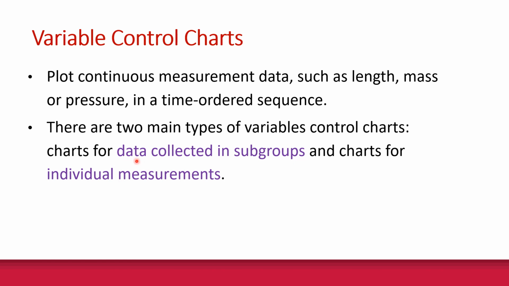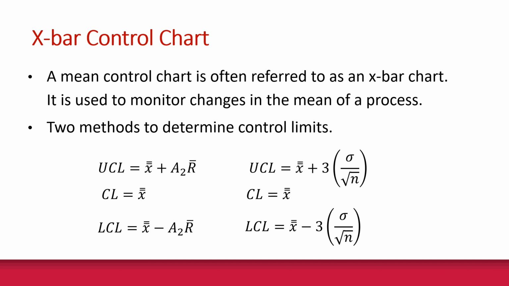Now, in this module, we're only going to look at data sets collected in subgroups, because that's the most useful type, in my opinion, and the one you encounter most. The one we're going to look at is known as the X-bar R control chart. It has two parts. The first part is the X-bar. Here I could put the bar over the X, but sometimes you'll see this written as X-bar. This is a mean control chart because X-bar is a mean value. It's used to monitor changes in the mean, or the average, of a process.